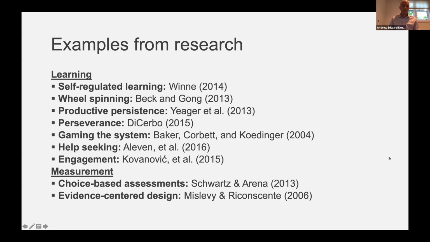So we did deep dives into some different learning strategies, folks who focus on self-regulated learning, both on the self-report side and also in the learning analytics space with some behavioral data: wheel spinning, productive persistence. And we really took quite a few lessons from the measurement world, looking at Schwartz's work around choice-based assessments, and of course Ms. Levy, thinking about performance assessment and how evidence-centered design can help us build better construct validity arguments.